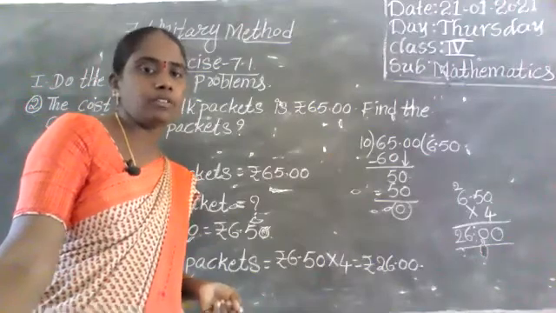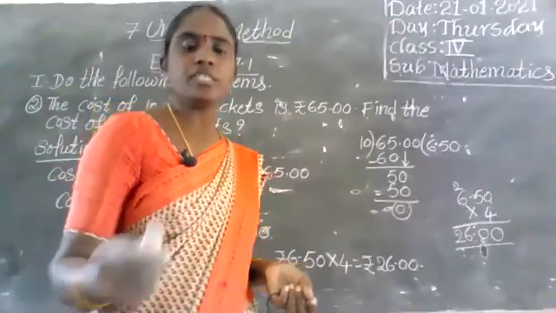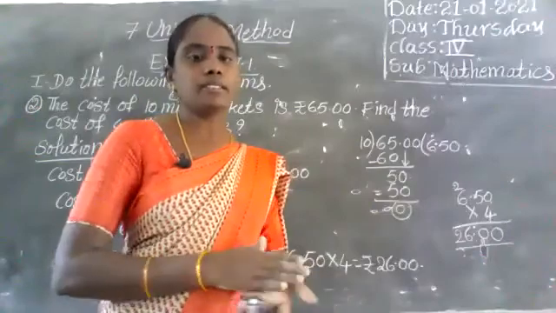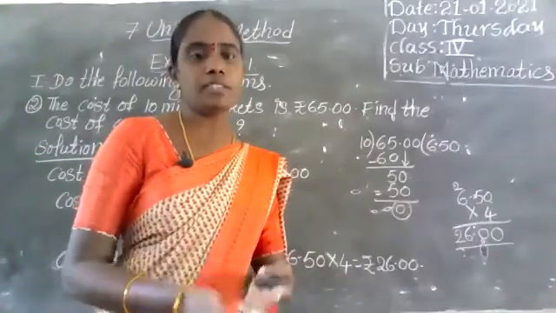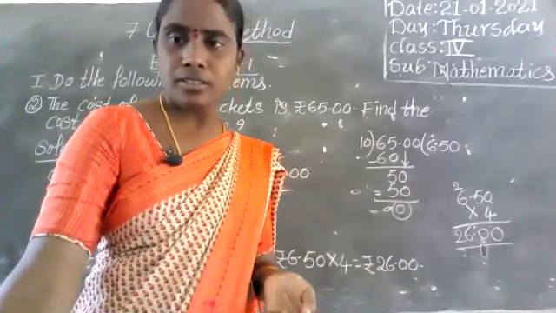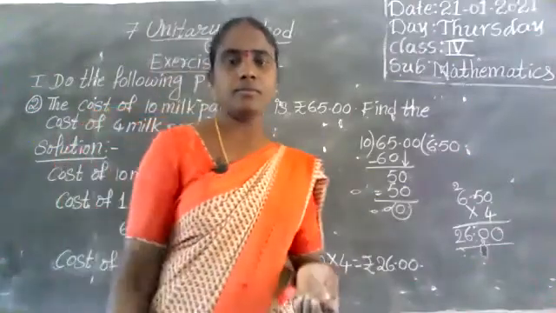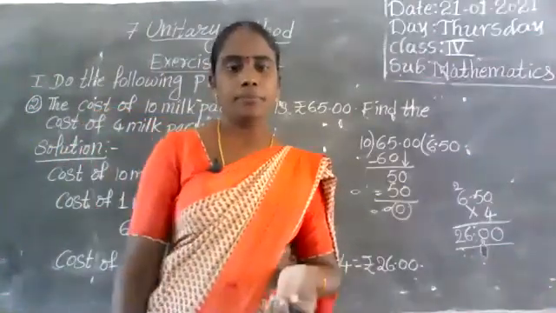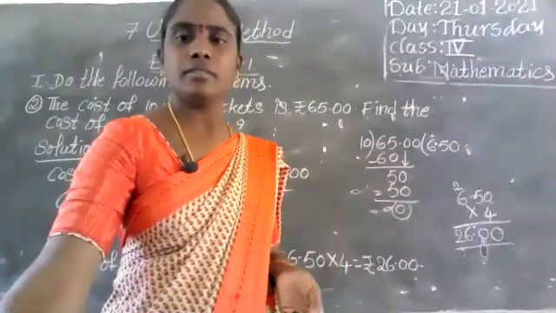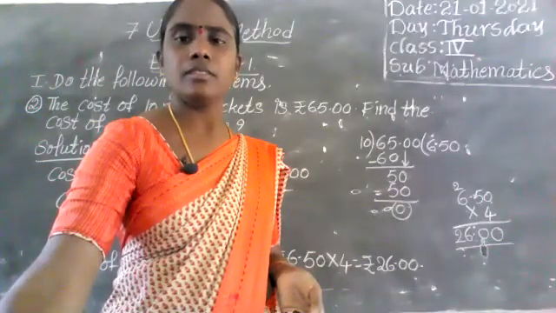Still now, if you have any doubt in unitary method problems, ask, children. First practice how to do division and how to do multiplication. You learn tables also. Tables are very important for this too. Okay, Hamsini, what is your doubt, Amma? Hamsini, unmute yourself. Ask what is your doubt.